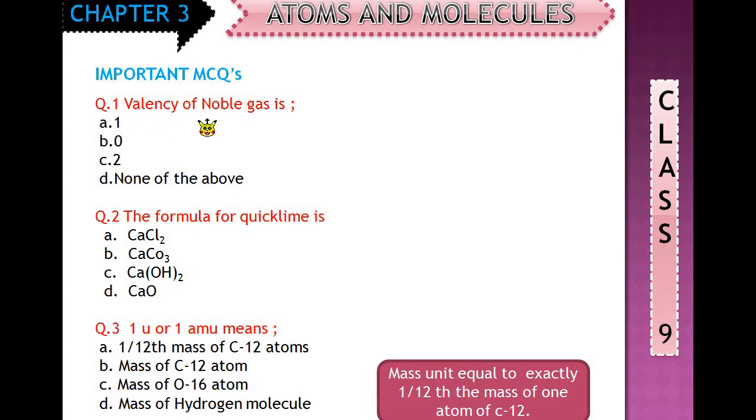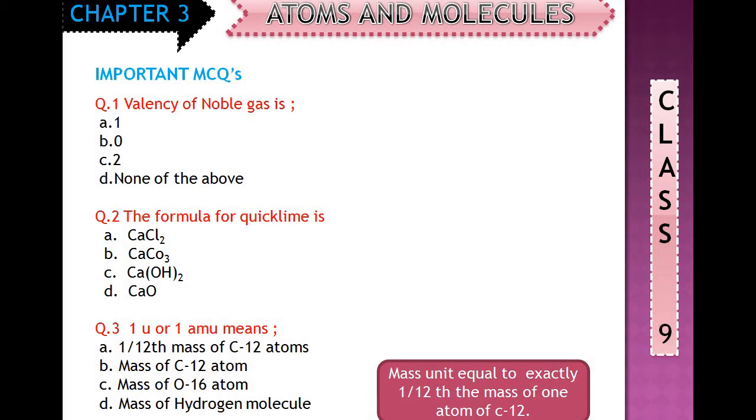Question number 1. Valency of noble gas is, options are A 1, B 0, C 2 and D none of the above. So the correct answer is B, that is 0. Valency of noble gas is 0 because noble gas का octet complete होता है and because of that they don't participate in any chemical reaction and they always show valency 0.